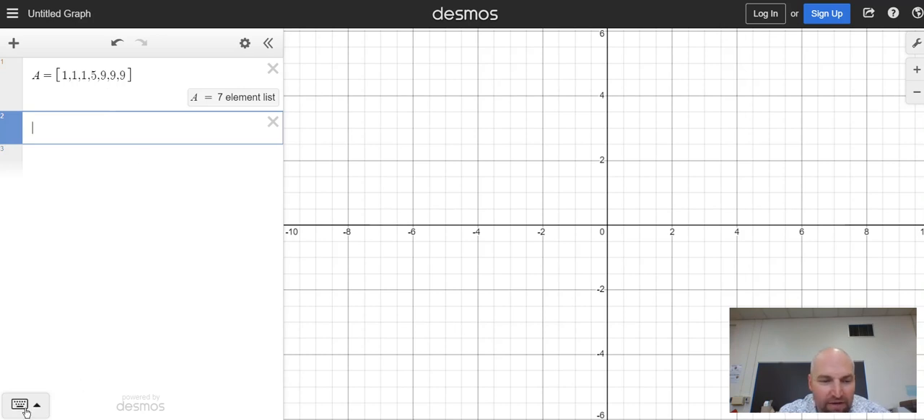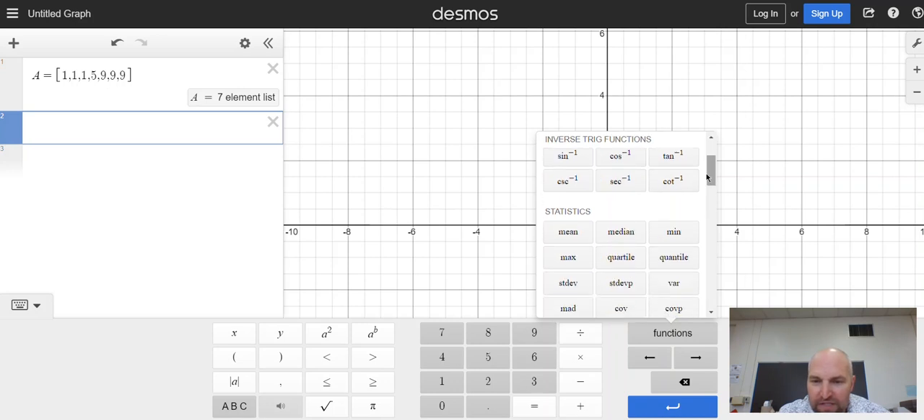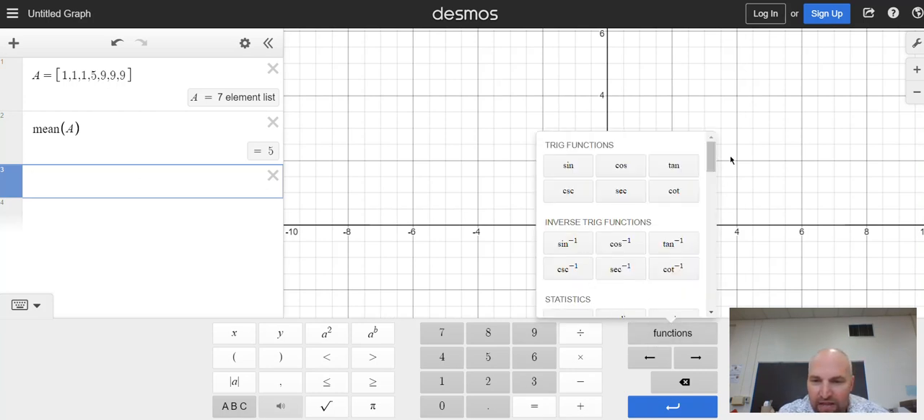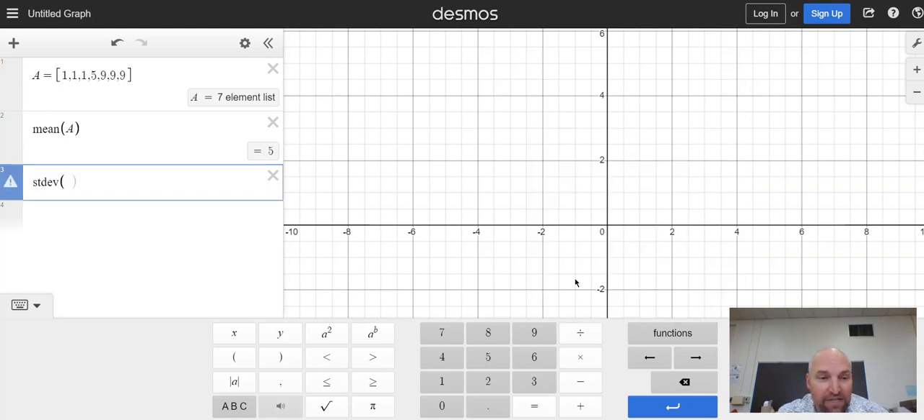Watch this. I can go down here, go into functions, and open up statistics, and I can find the mean. I just type in A and the average is 5, right? That's good. And if we want the standard deviation, I can go to functions and go right here to standard deviation. You want to pick this one, the STDEVP. That's the whole sample versus a population. If you take statistics, we'll talk about that, but you're not. So standard deviation of A. Boom, the standard deviation is 4.